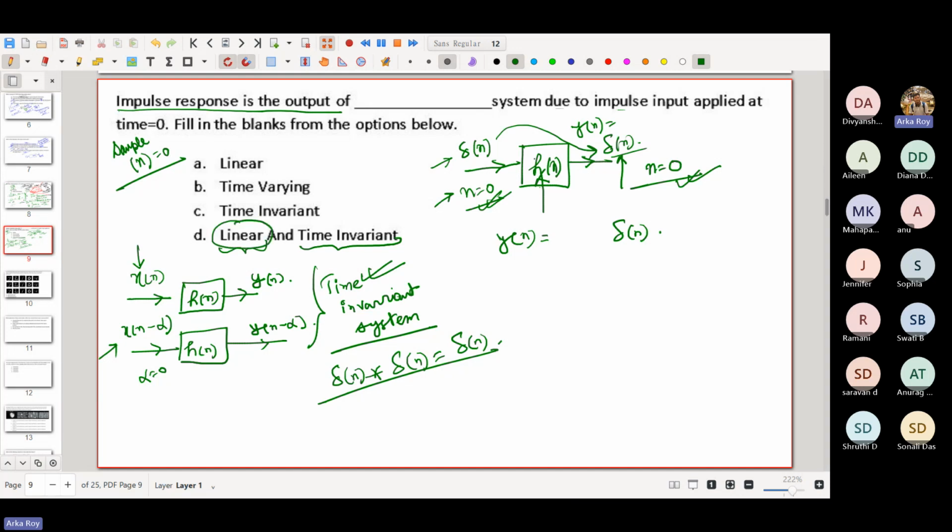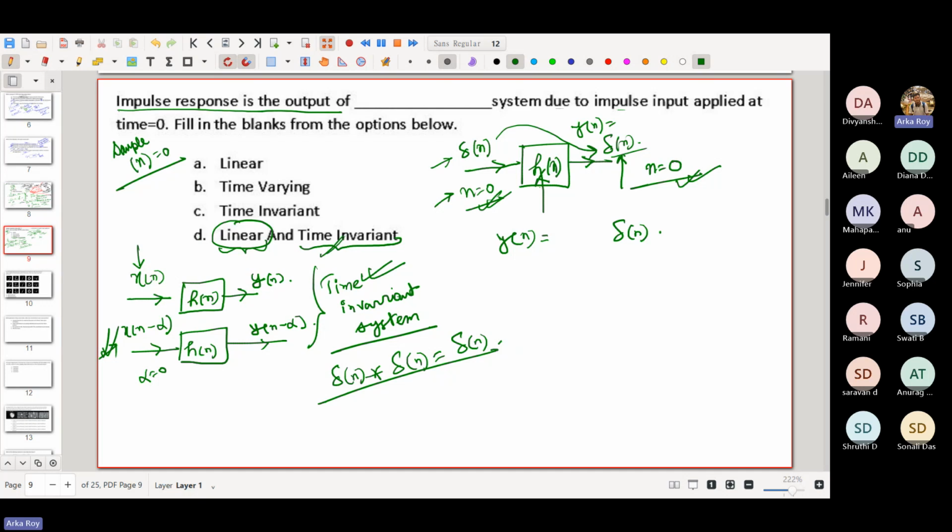And for time invariance, because your input is starting from n equals 0, your output is also starting from n equals 0, and you can verify it from this particular relation which holds in the case of a time invariant system. So that is why this system is a time invariant system.